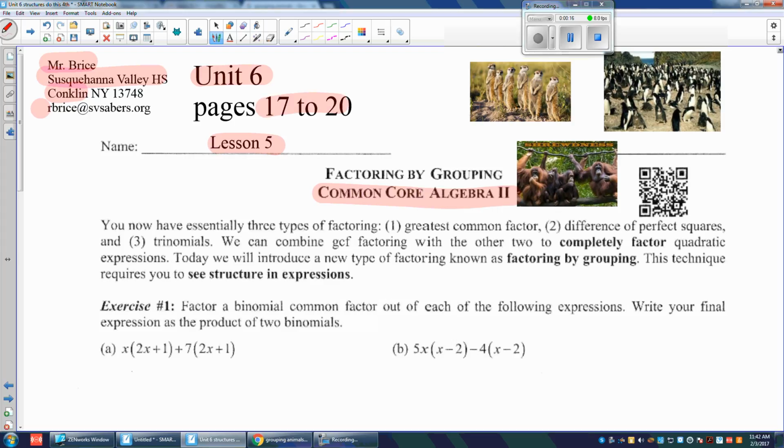In the packet, it's pages 17 to 20. If you don't understand what I say, you can always scan that QR code for the genius that wrote these worksheets, and he will explain it to you in his videos.